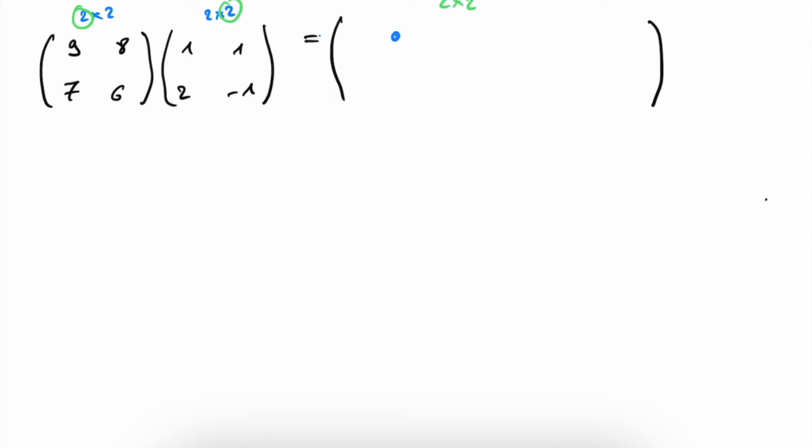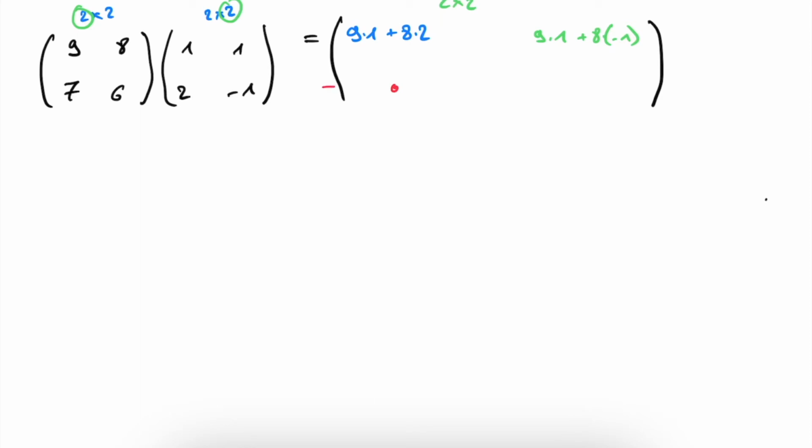The first element on the first row and the first column is of course the following. So it's the first row and the first column. And again, we multiply these numbers and add the product of these numbers. We get 9 times 1 plus 8 times 2. For this element on the first row and second column, we look at the first row and second column. And by now you'll know the drill. So we get 9 times 1 plus 8 times minus 1.